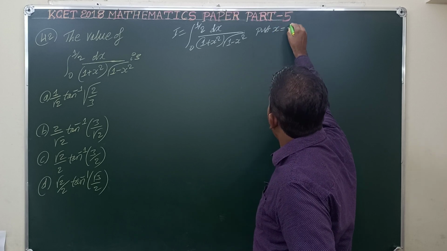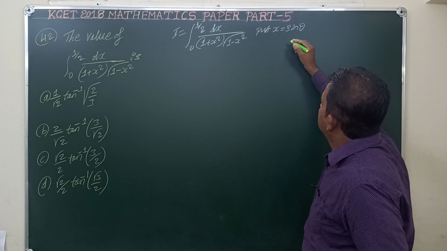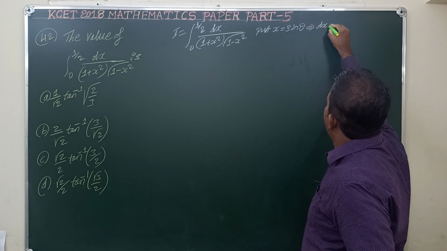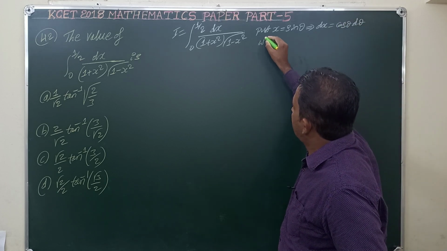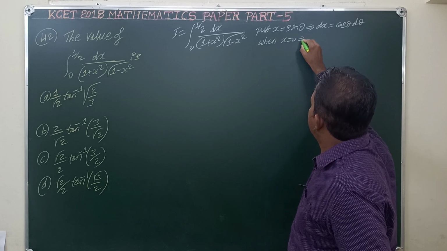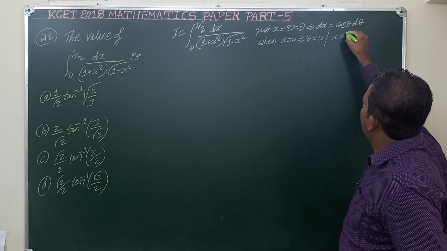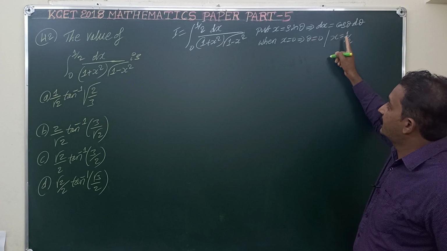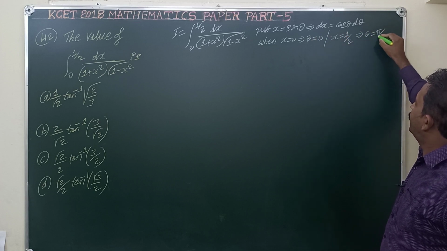put x is equal to sin theta. This is an unknown integrand, converted into a known integrand. So in this case, differentiating with respect to x, dx is equal to cos theta d theta. Now here the limits change. When x is equal to 0, this implies theta is equal to 0. When x is equal to 1 by 2, theta is pi by 6, that is 30 degrees, since sin 30 degrees is equal to 1 by 2. So theta is equal to pi by 6.